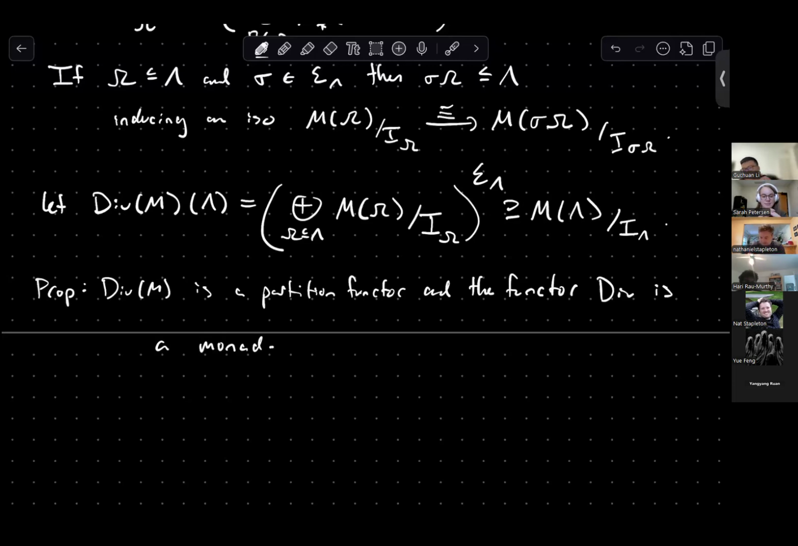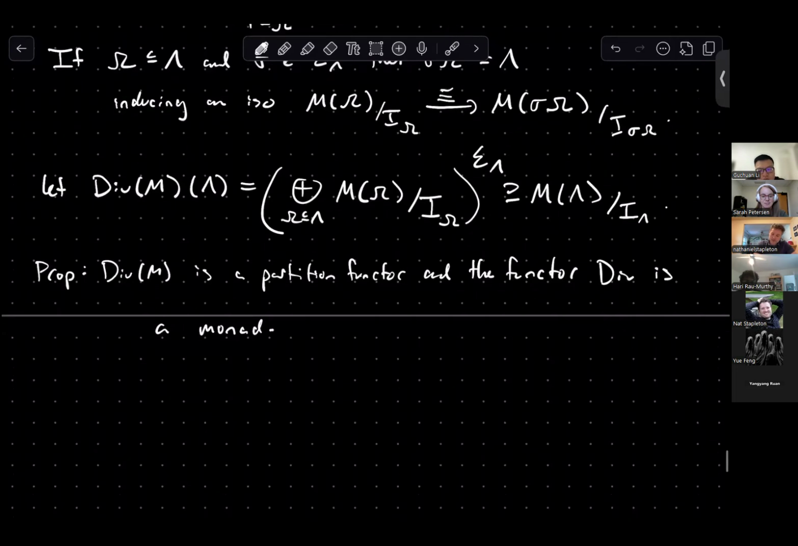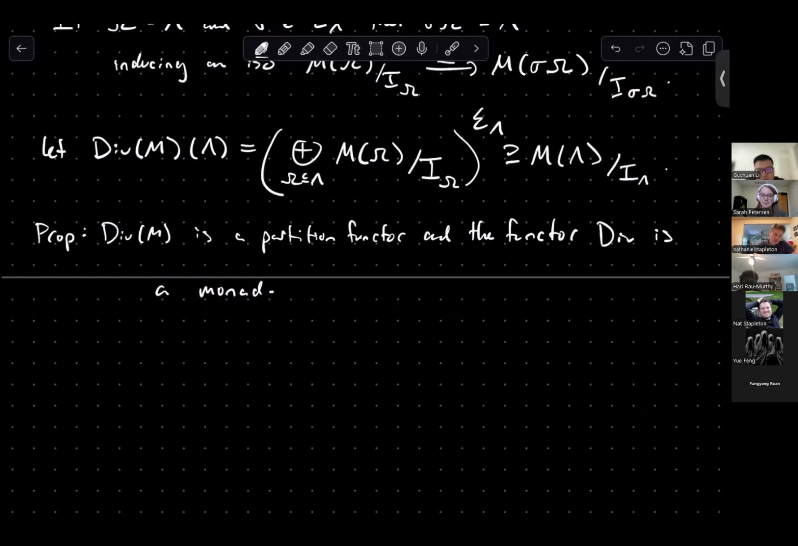And this is something that anybody listening to this could prove. It is just an enormous amount of bookkeeping to check this. But you can do it. You just have to sort of grind out the bookkeeping. But I just want to give you a rough idea of what the maps are, because div of M is supposed to have restriction maps and transfer maps.